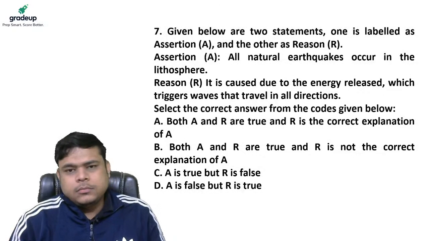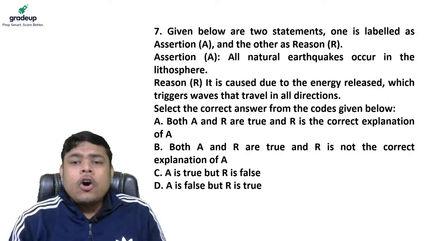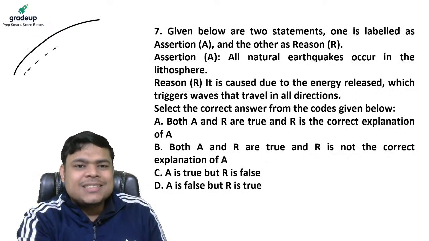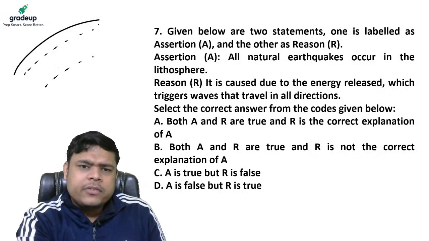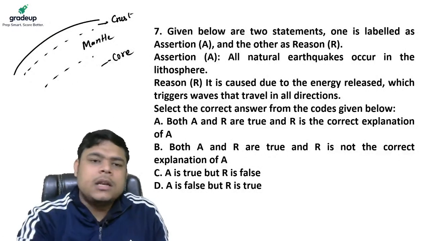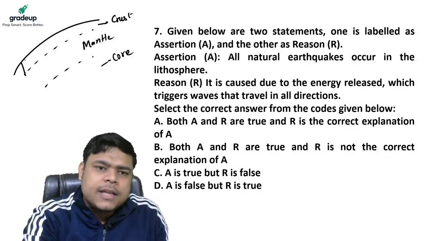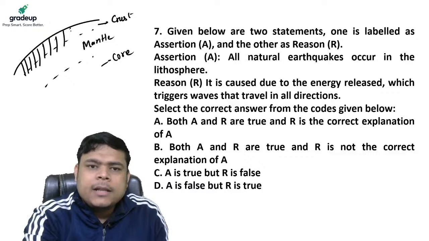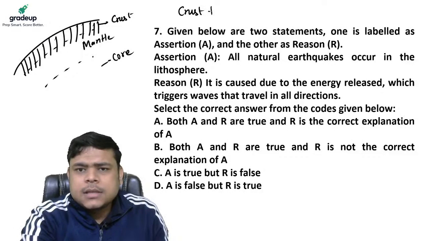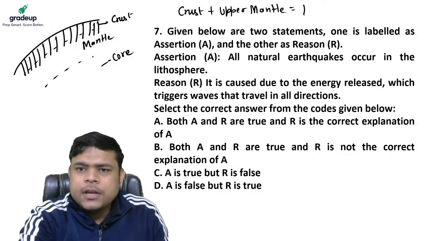Very good, Shri Kuttan. Now, this question's assertion is all natural earthquakes occur in the lithosphere. So, guys, as you all know, Earth has 3 distinct layers. Layer number 1, my dear friends, is your crust. Then you have the mantle in the middle, and then you have, my dear friends, the core. Now, which part is lithosphere? Lithosphere is a part of crust and upper mantle. So, upper mantle plus crust is your lithosphere. I will tell you, crust plus upper mantle is equal to lithosphere.